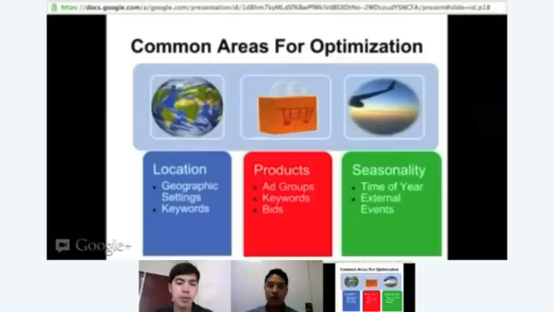If so, what might you do creatively to improve performance in those key states, since it's doing really well for you? In terms of products, here you'd want to look at things like ad groups, keywords, and bids. So if, for instance, you have one ad group that's doing really well, you might consider investing more in that ad group, raising the bids, or adding a couple more keywords.